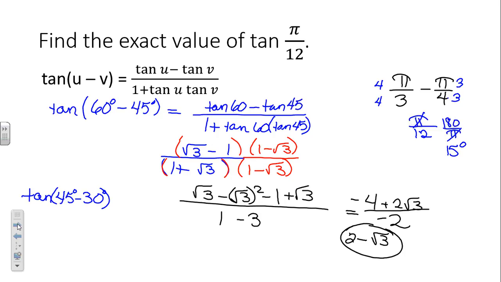All right, and then we could verify. We could plug 2 minus the square root of 3 into our calculator to see what we get as a decimal. And then we can take the tangent of 15 and see what we get as a decimal. And they should be the same, as long as we're in degree mode. Okay? Question? I saw someone's hand. Oh. Okay. Did you want to see that tangent 45 minus 30 gets you the same thing? Or you feel comfortable and confident that it's okay? All right.